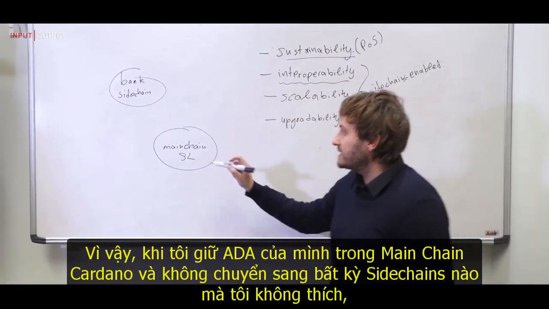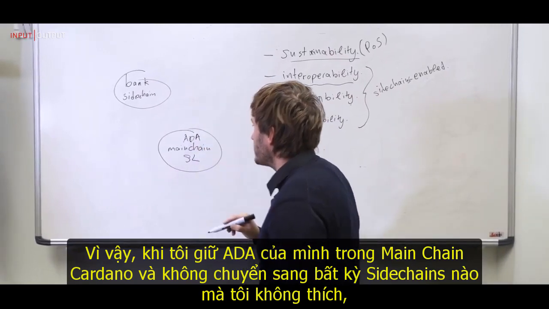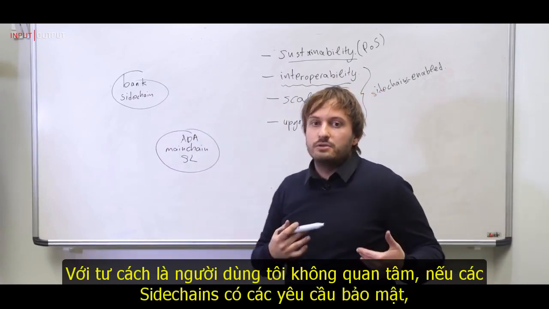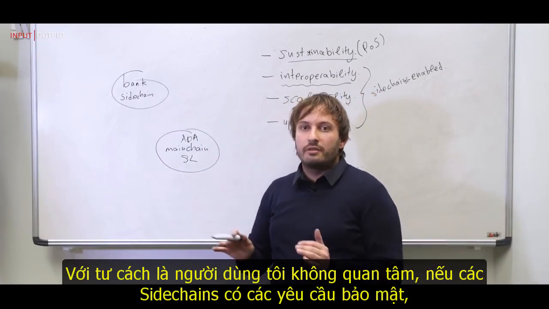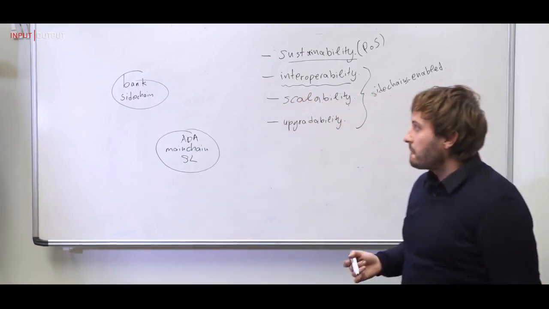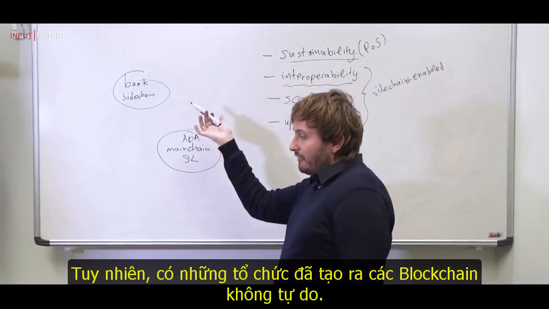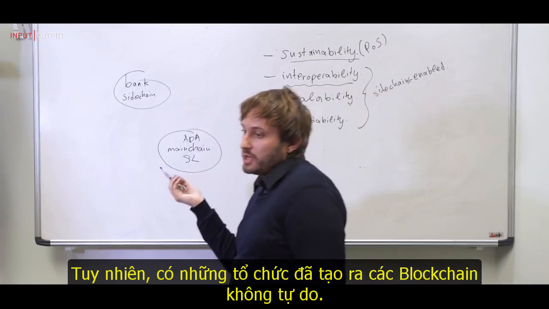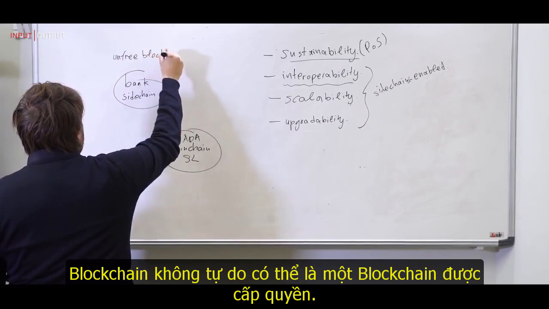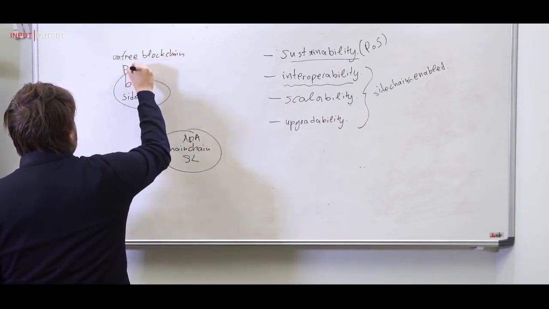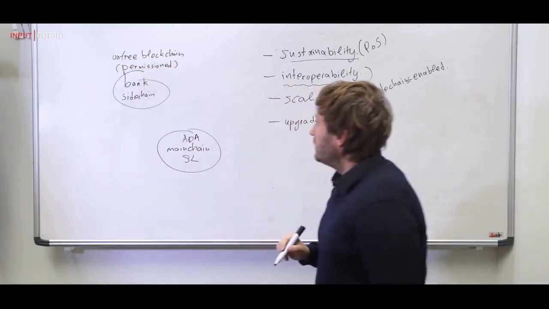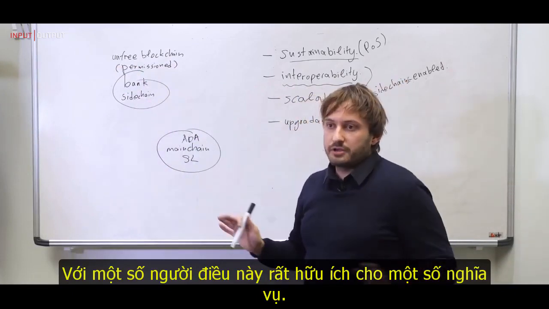So as I keep my ADA within the Cardano main chain and I don't move it to any sidechain that I don't like, I don't care as a user if there's sidechains that I don't agree with that have different security requirements and different security assumptions and a different threat model. However, there have been organizations that have created unfree blockchains. So this could be an unfree blockchain, meaning a permissioned blockchain. And these are useful for certain applications, and to some people.